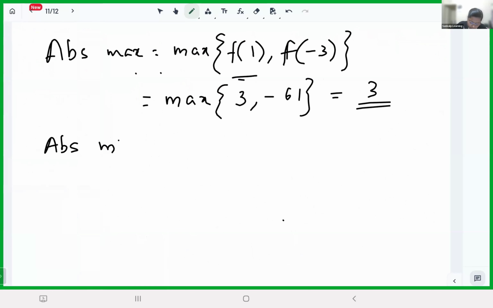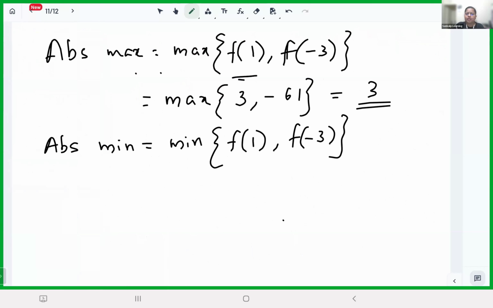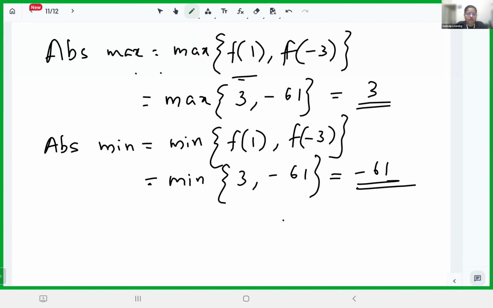Now what is the absolute minimum of the function? How will you find the absolute minimum of a given function? It is nothing but the minimum of the value of the function at the endpoints as well as the value of the function at the critical point. Here there are only two points, f of 1 and f of minus 3, since the critical point and the endpoint were the same. We have only two data, f of 1 and f of minus 3, and you have to find the minimum of these. Minimum of 3 and minus 61 is minus 61. So the absolute minimum of this given function is minus 61.